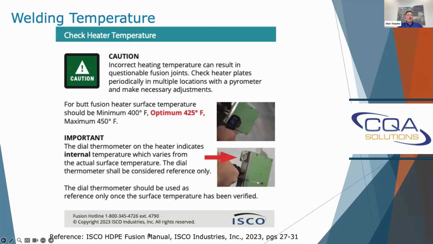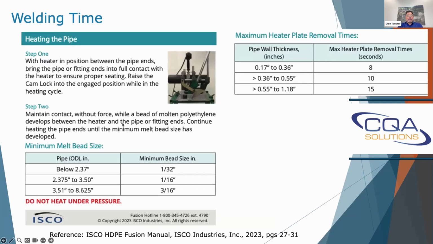Fusion manual just to illustrate. They work with different equipment manufacturers, three or four different ones, and they specify what the temperature, speed, and pressure should be. As you can see here, I forget which machine this one was, but they're all the same for the next series of slides, they provide a minimum temperature, an optimum, and a maximum. They give you guidance on how to verify it.